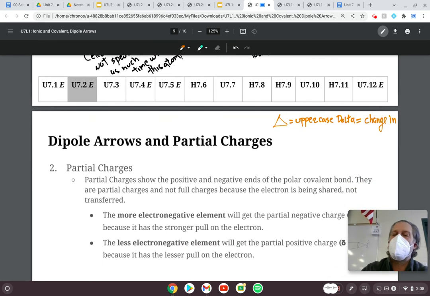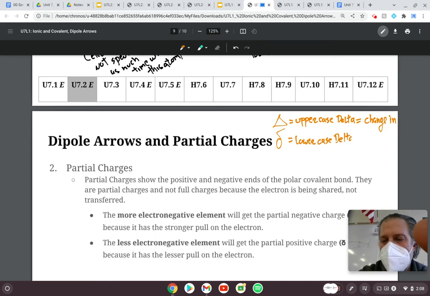But there's another form of the Greek letter delta, which looks something like that, which kind of looks like a musical note. So this is the lowercase delta, which basically means charge. It means some other things too, but for this situation, it's going to mean charge.